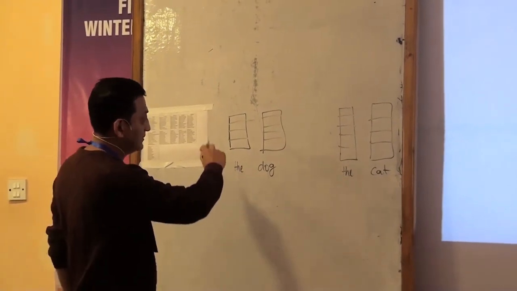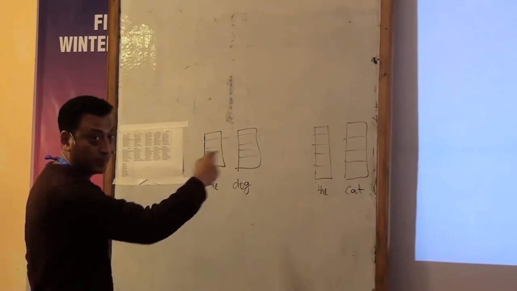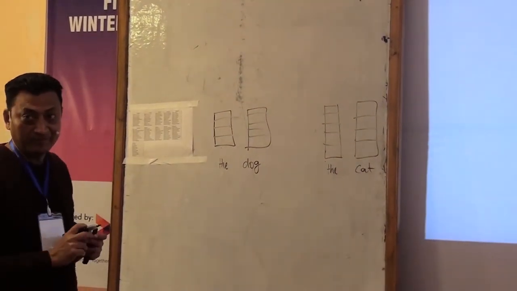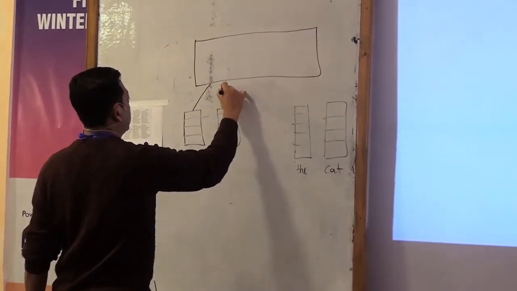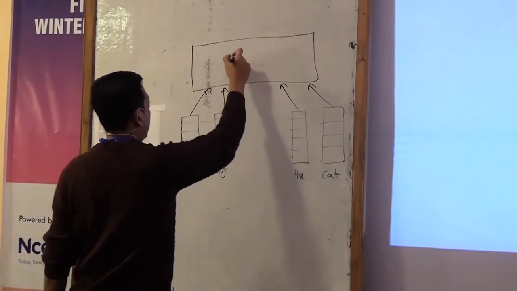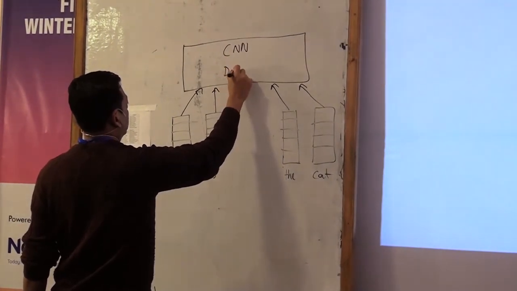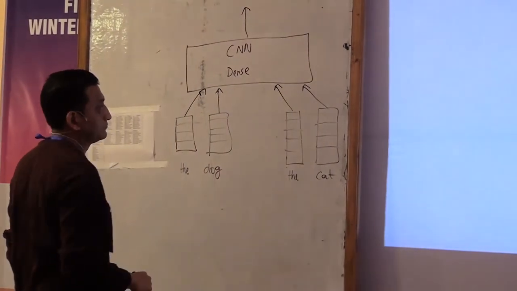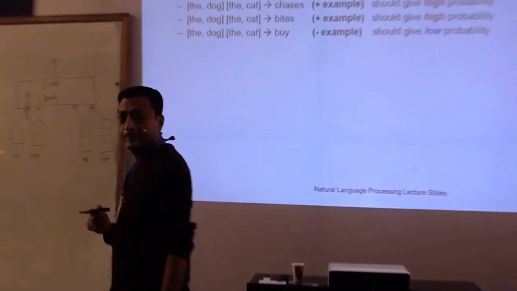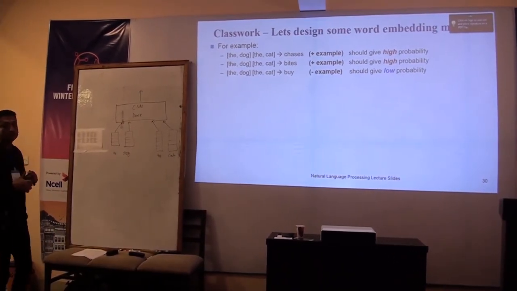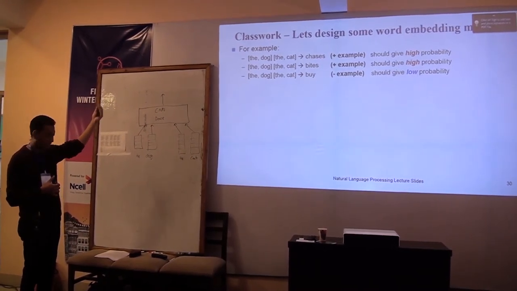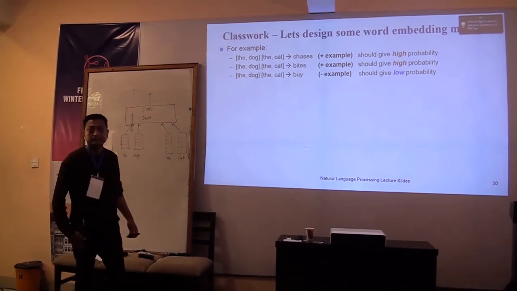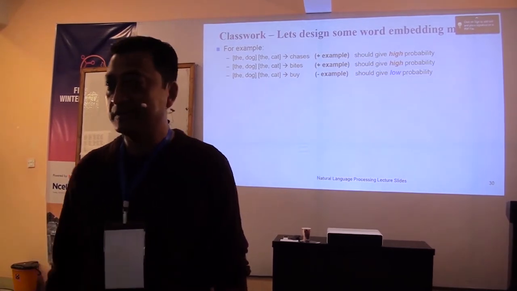And as I said, these come from a table. So this "the" and this "the" are the same, even though I've repeated it, because it's a pointer to the same entry. Now we have to design some neural network. This is the bit I'm asking you to design. This is going to be the input here, so this could be, for example, a CNN, or it could be a dense layer. And now we have to predict the correct word or a wrong one. For the correct one, it should give high probability, and for the incorrect one, it should give low probability. That's one way of setting the problem. Okay, everybody start doing some diagrams.